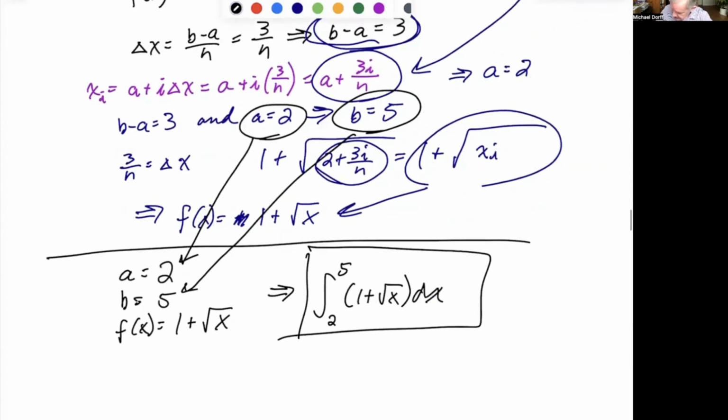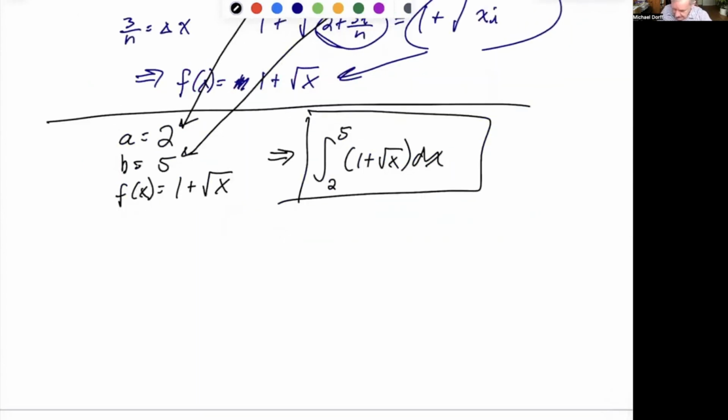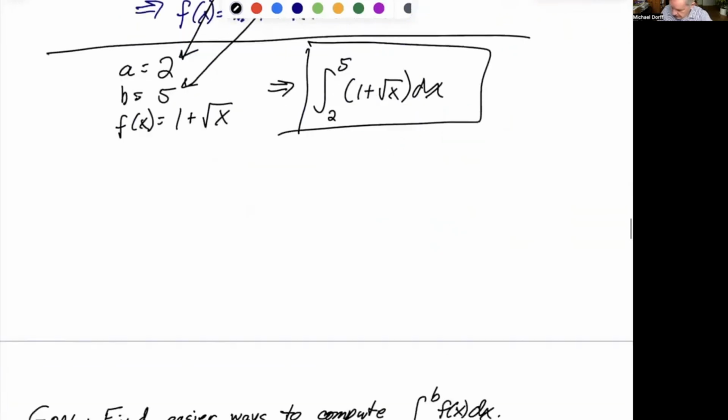If you need more practice on this one, go back to the videos from the previous day from section 5.1 and 5.2a, because they talk a little bit more about this.